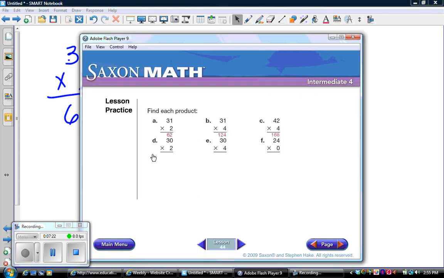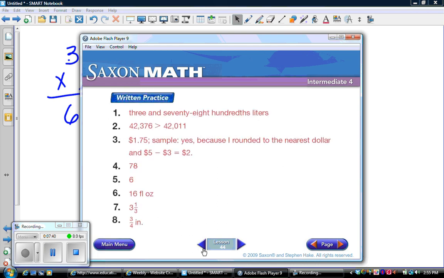Next one. This one we can do in our head. Look. This is 0, and then 3 times 2 is 6, so it's 60. This one's easy too. 4 times 0 is 0, and 3 times 4 is 12, 120. Now look at this. 24 times 0. The zero takes over. And that's it, you guys.